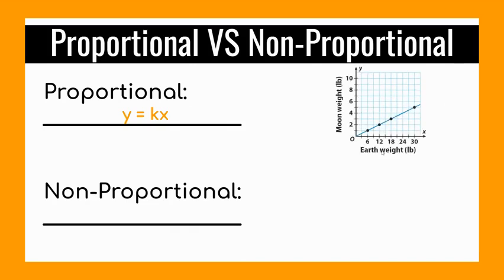So we can look here. We have the Earth weight and the moon weight. So if you're 0 pounds on Earth, well, you're 0 pounds on the moon. It touches 0, 0. As soon as the straight line touches 0, 0, it is proportional.